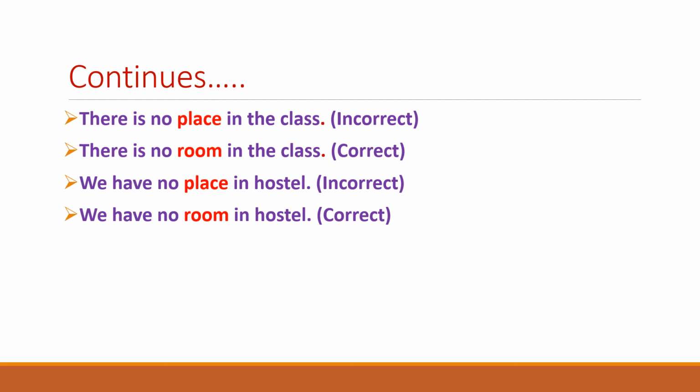So from today's lecture, we have learned two rules of correction. The first rule was about the noun plus preposition plus noun expression. In that case, we have learned that the singular verb is used instead of the plural verb. In the second rule, we have simply learned that for the availability of space, the correct expression is room, whereas place is the incorrect expression. So place is replaced by room.